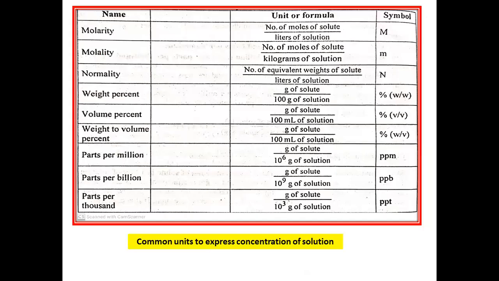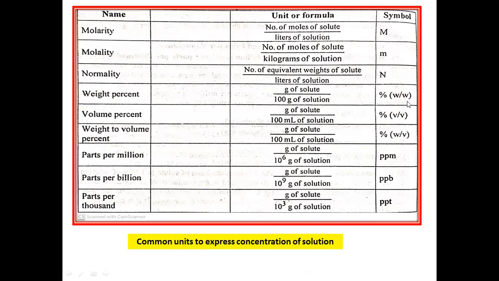Now these are some important terms we have already seen in the previous lecture, what is molarity and what is its symbol. So molarity is the number of moles of solute divided by liter of solution, indicated by capital M. Molality is concerned with the kg of solvent, that is the number of moles dissolved in 1 kg of solvent, indicated by small m. And normality is the equivalent weight of solute dissolved in 1 liter, indicated by capital N.